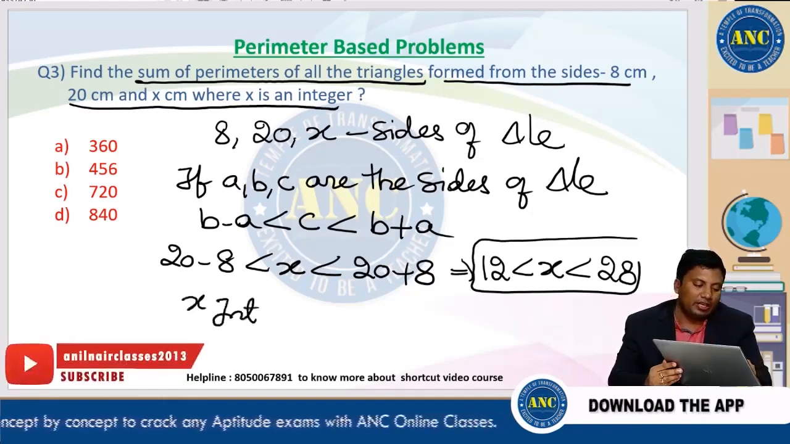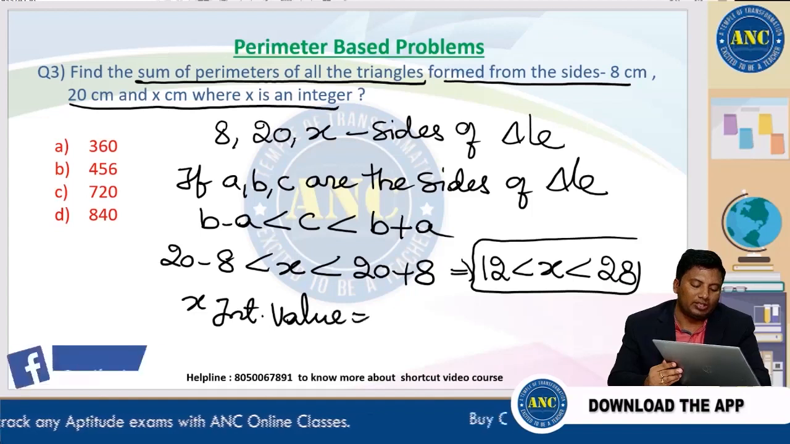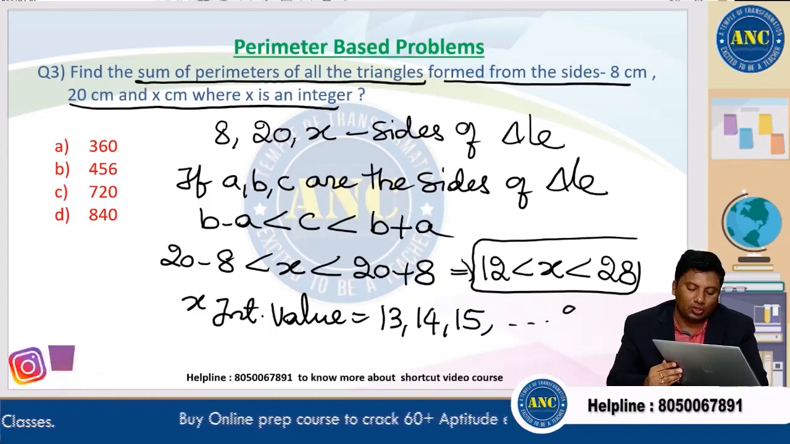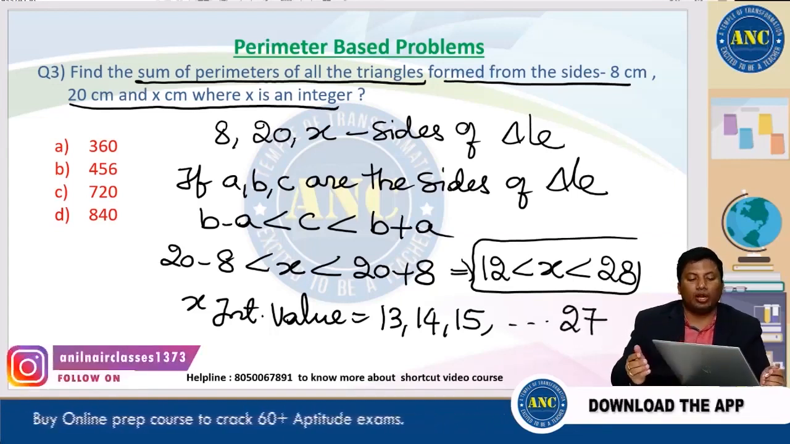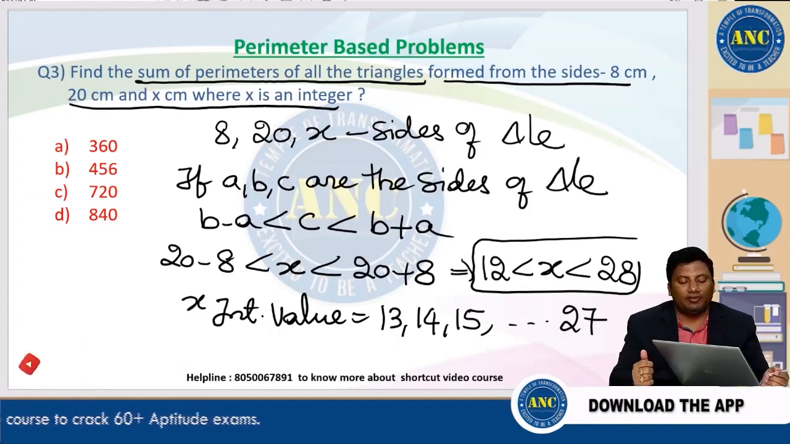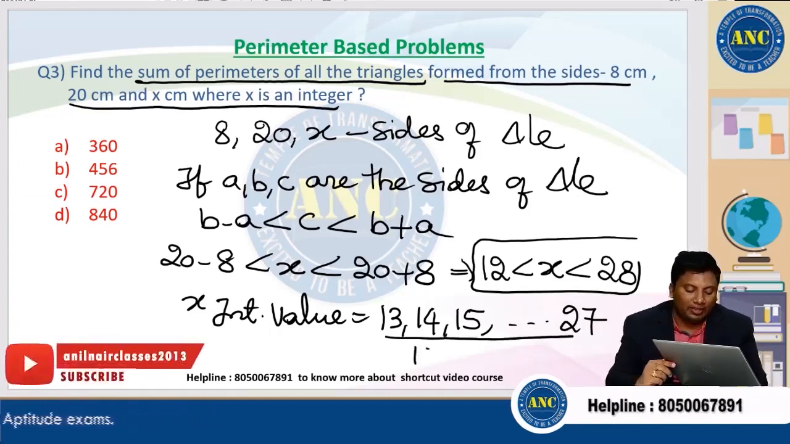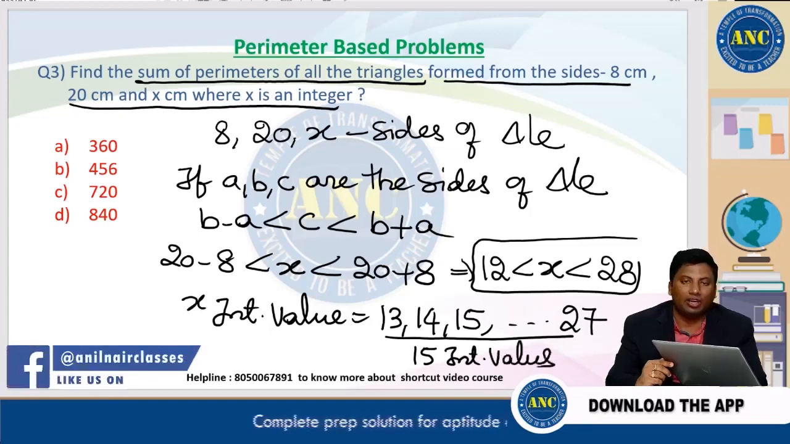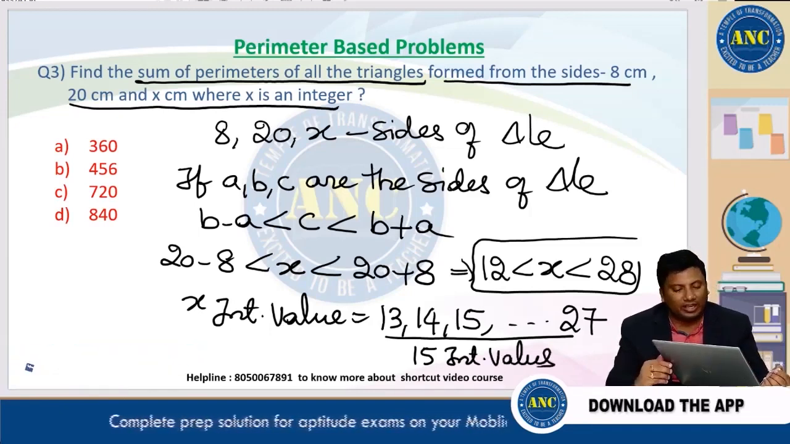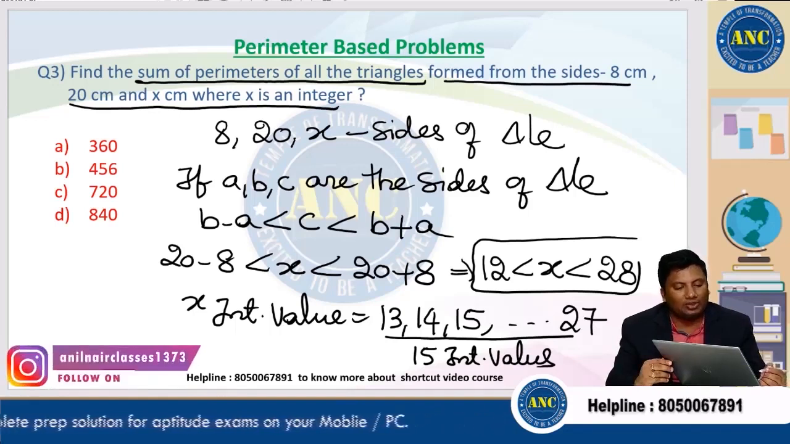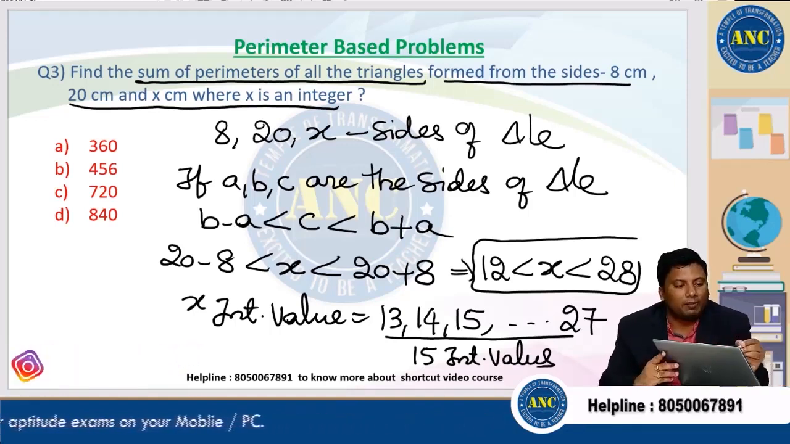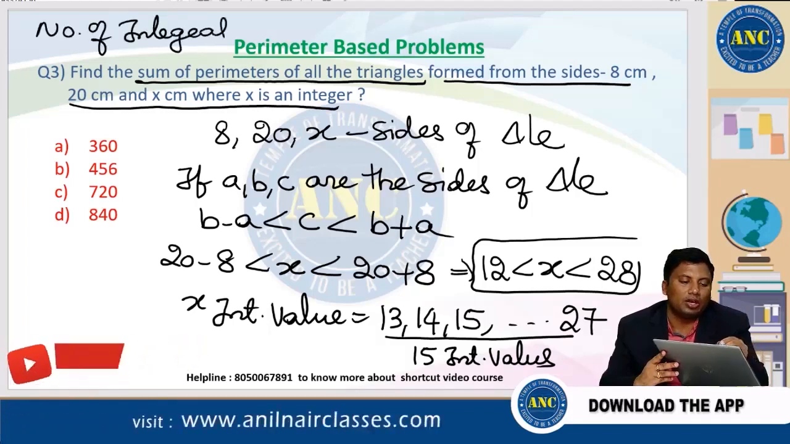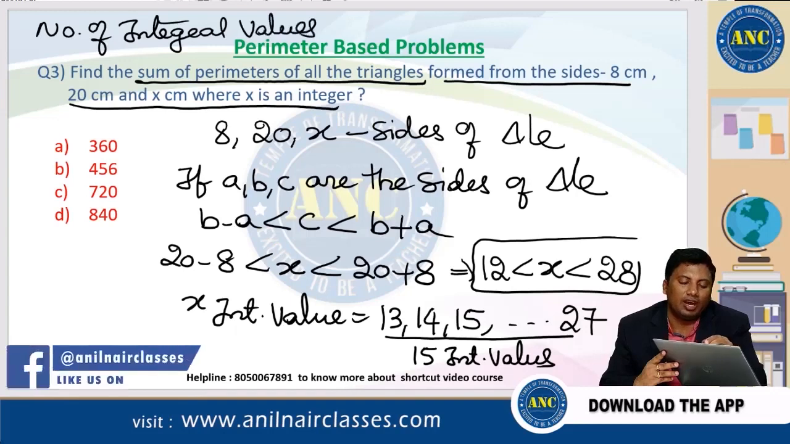What is the maximum integral value? How many integral values can x take? In total it is 13, 14, 15 and so on up to 27, which is nothing but a total of 15 integral values x can take. You can easily check whether it is 15 or not. The number of integral values the third side can take.